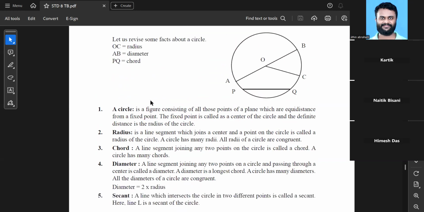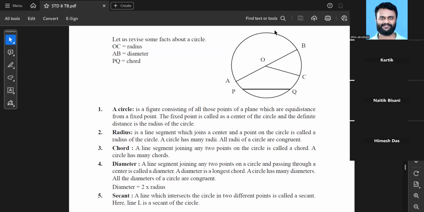First of all, what is a circle? A circle is a figure consisting of all those points of a plane which are equidistant from a fixed point. So this O is that fixed point, which we call the center of the circle. And this circle consists of so many points. As you can see, wherever my mouse is traveling, all that path has various points. There are thousands or maybe lakhs or crores of points over here.